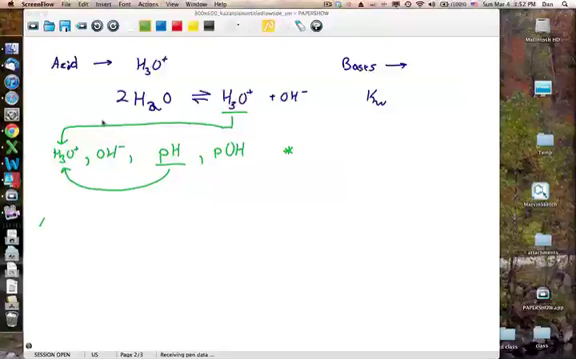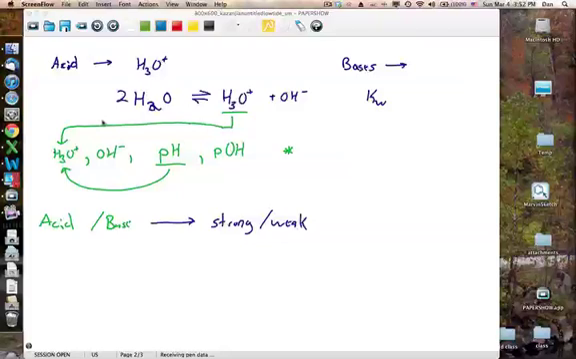Now, we talked about acids, and one of the things that we have to deal with when we deal with acids and bases deals with their strength. Are they strong acids? Strong or weak acids?